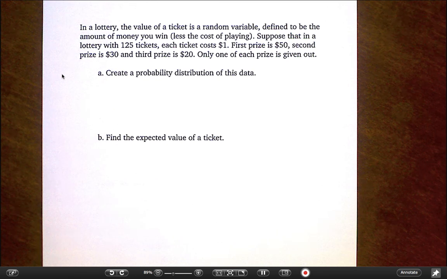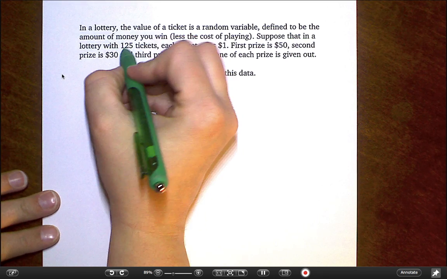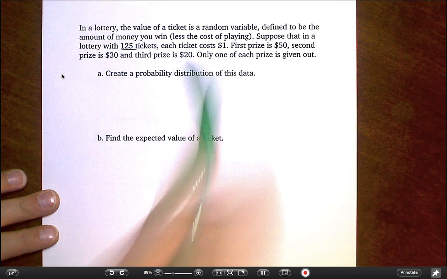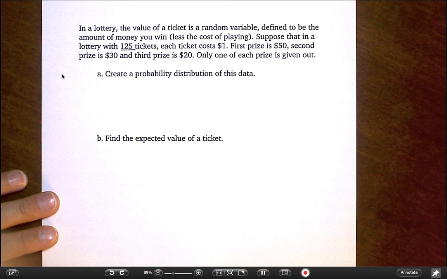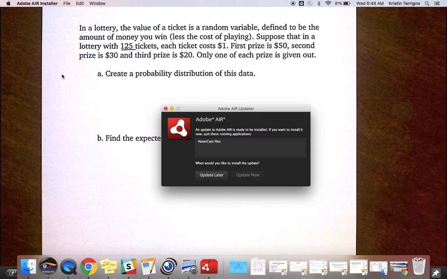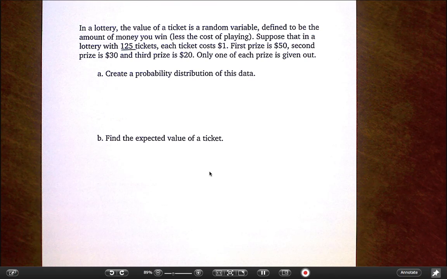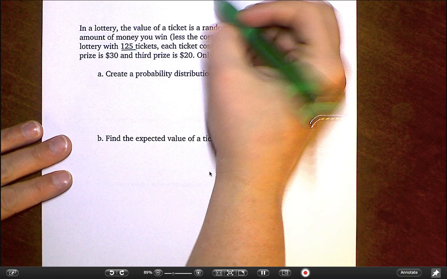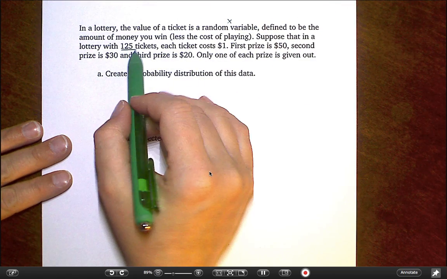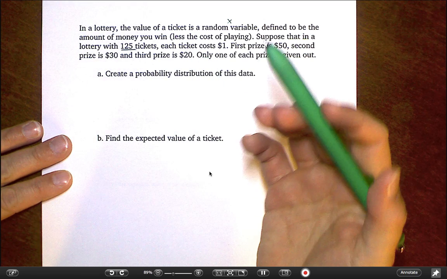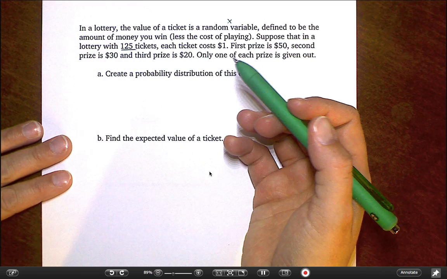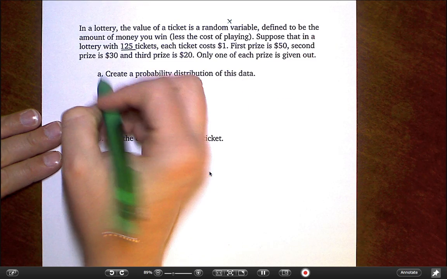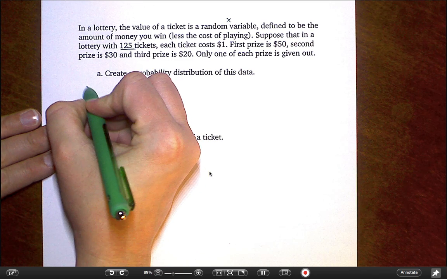So we're looking at a lottery here, and we're selling 125 tickets, okay? And we're giving away one first prize, one second prize, one third prize, and everybody else loses, okay? And so we want to create a probability distribution. So our random variable here, or our x, is the cost of playing, or I guess we should say what you can win from playing. But we have to remember to take out the cost of buying the ticket.